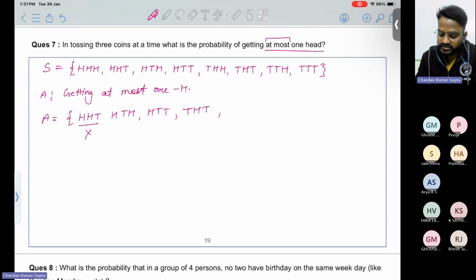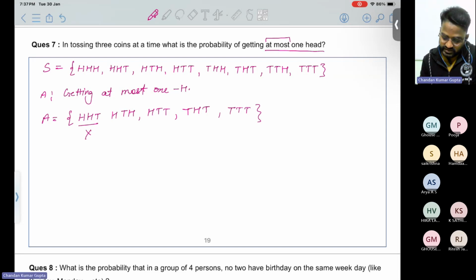At most one head, na? Like either one head or there is no head. That means there is tail also, na? TTT. Yes, yes, TTT, exactly. There are four possibilities. H.